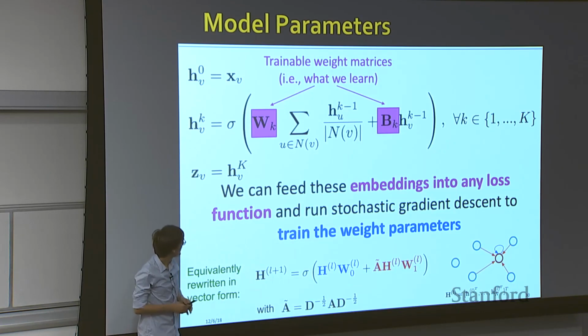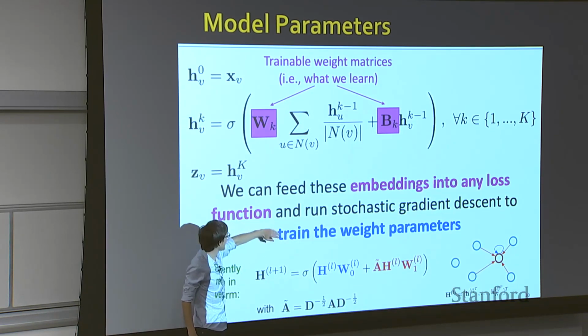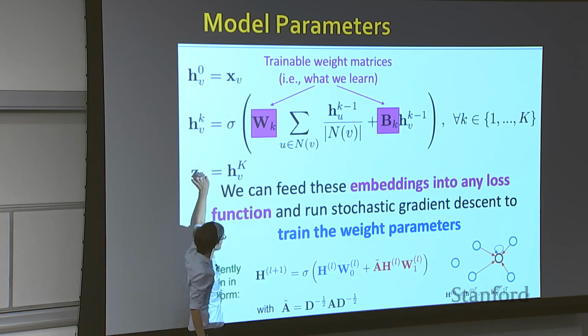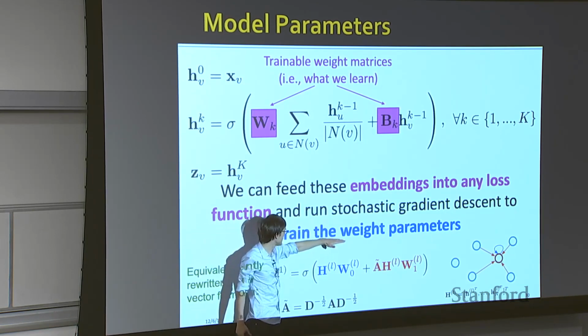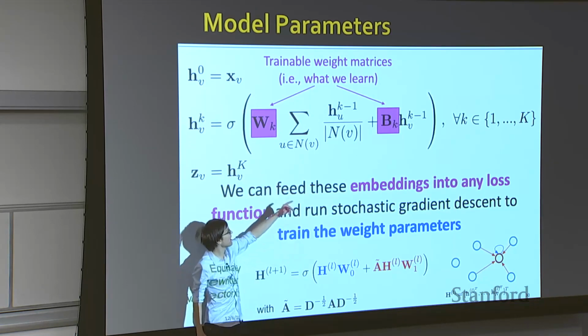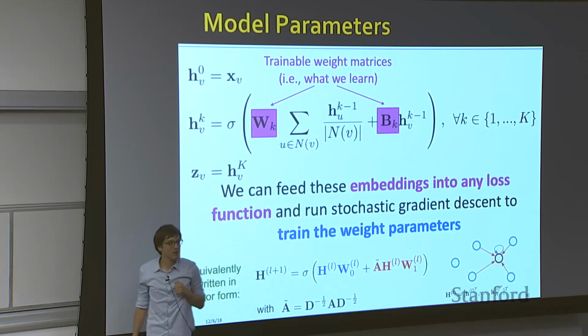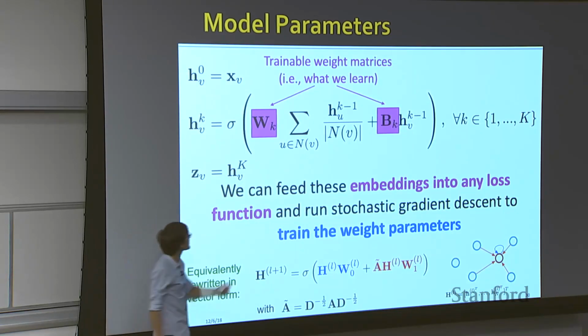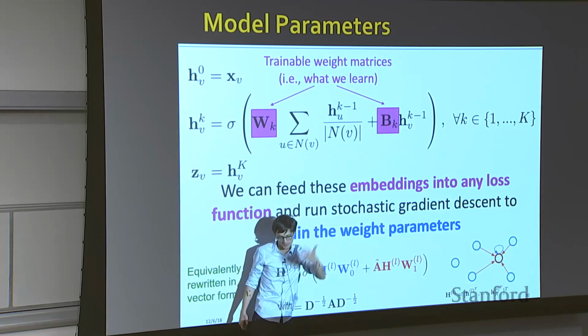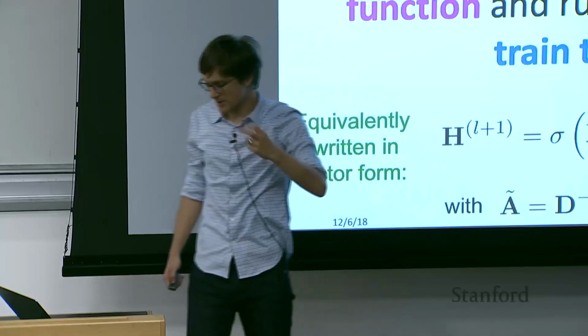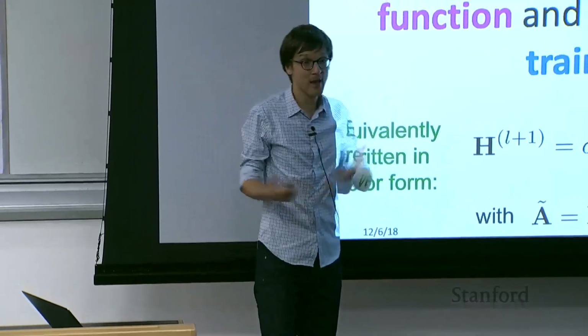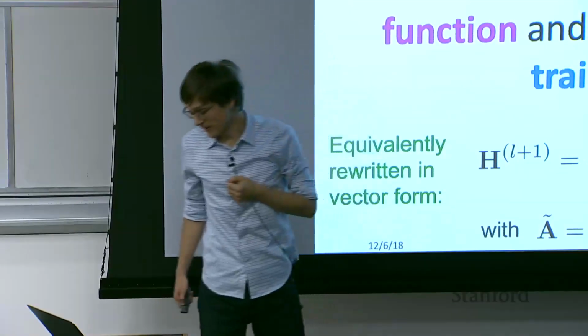So this is the idea. Now I can feed these embeddings into any loss function and run stochastic gradient descent to train these weight parameters. Notice that I have one weight parameter per layer of the network. So if I have a 3-layer network, I will have three W matrices and three B matrices. So in total, I have 6 matrices to train.